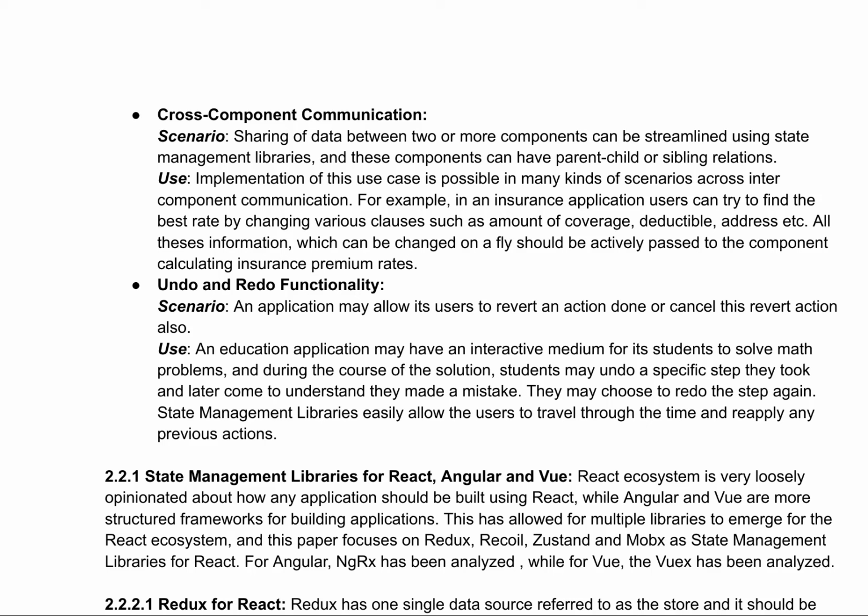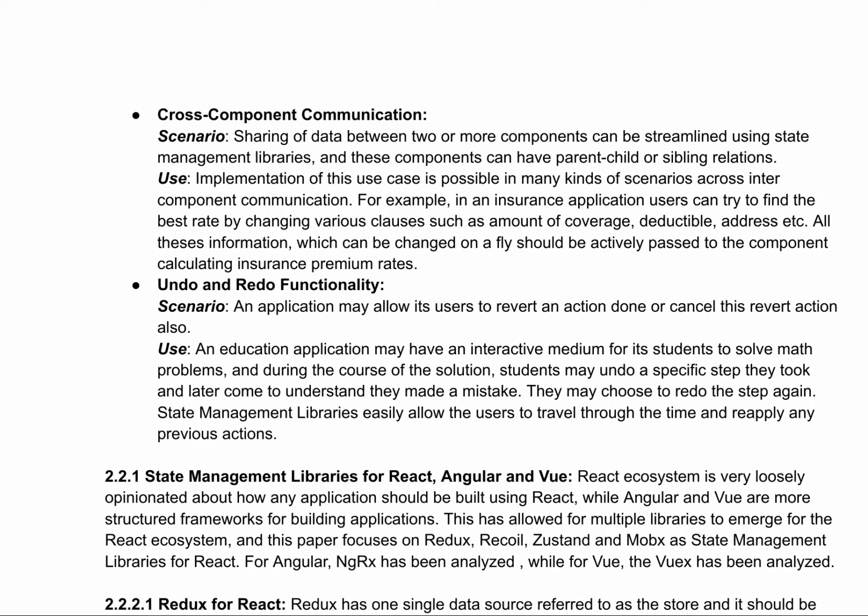State management libraries are crucial for efficient data sharing and communication between components in modern web applications. Cross-component communication is a common use case, where data needs to be actively passed between components, such as in an insurance application where users can change various clauses to find the best rate. State management libraries streamline this process, enabling seamless data sharing between parent-child or sibling components.